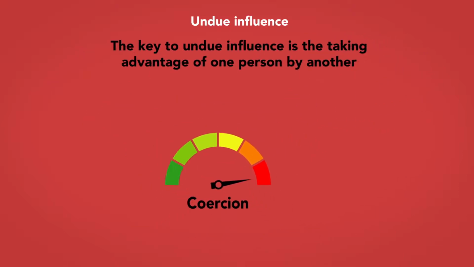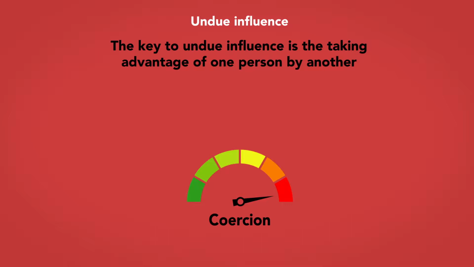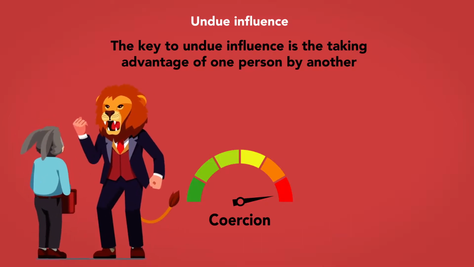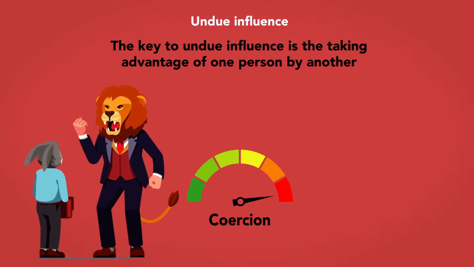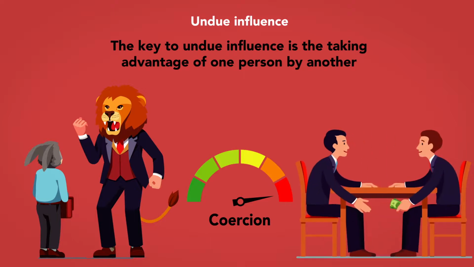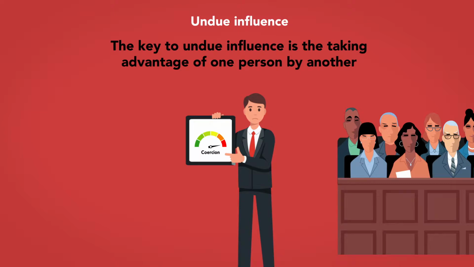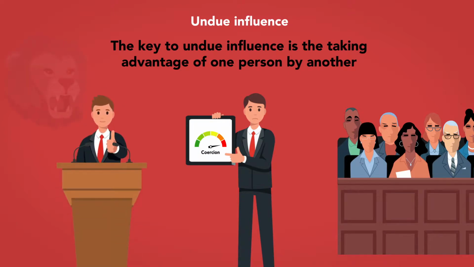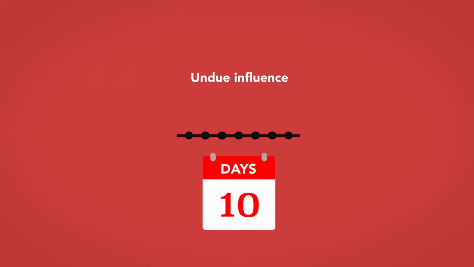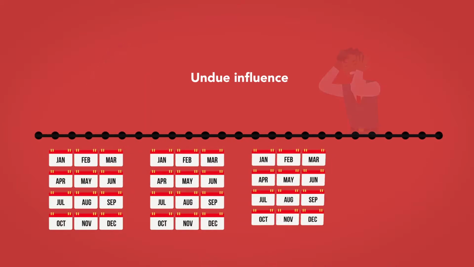The key to undue influence is the taking advantage of one person by another, whether through the exercise of authority or by preying on a weakness of mind, needs, or distress. Undue influence can be difficult to prove because it often occurs under conditions where the testator appears to be doing what he wants. Undue influence may be accomplished over a short period of time or over years.